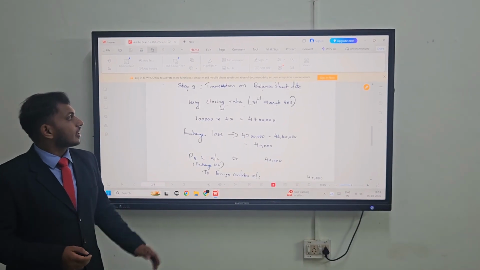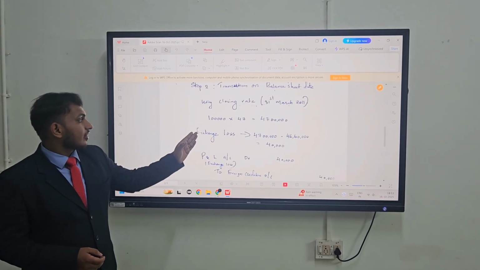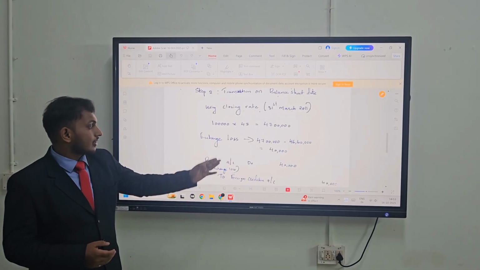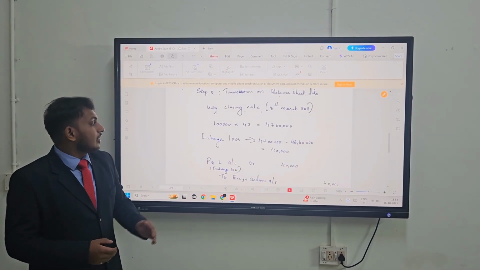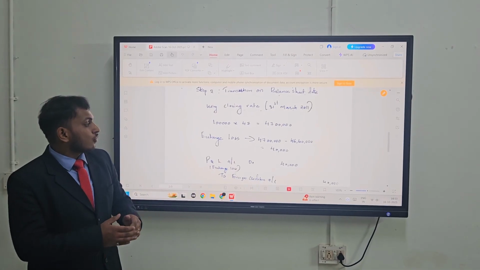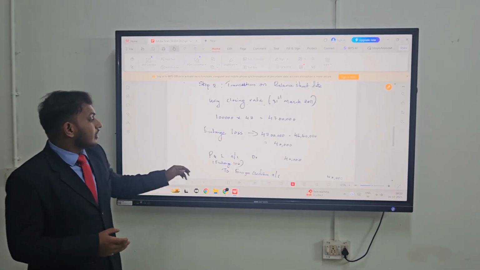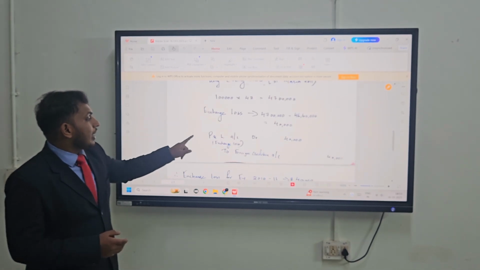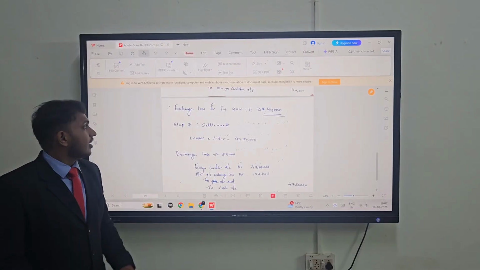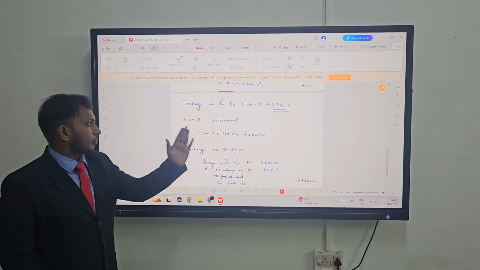Step 2 is the transaction on balance sheet date. Here the closing rate is 47. When we multiply 1 lakh with 47, we get 47 lakh. When we compare the transaction date amount with the balance sheet date amount, we get a loss of 60,000 rupees. That loss must be debited to the P&L account. Then the entry will be P&L account debited to foreign creditors account. The exchange loss for the financial year 2010-11 is 60,000 rupees.